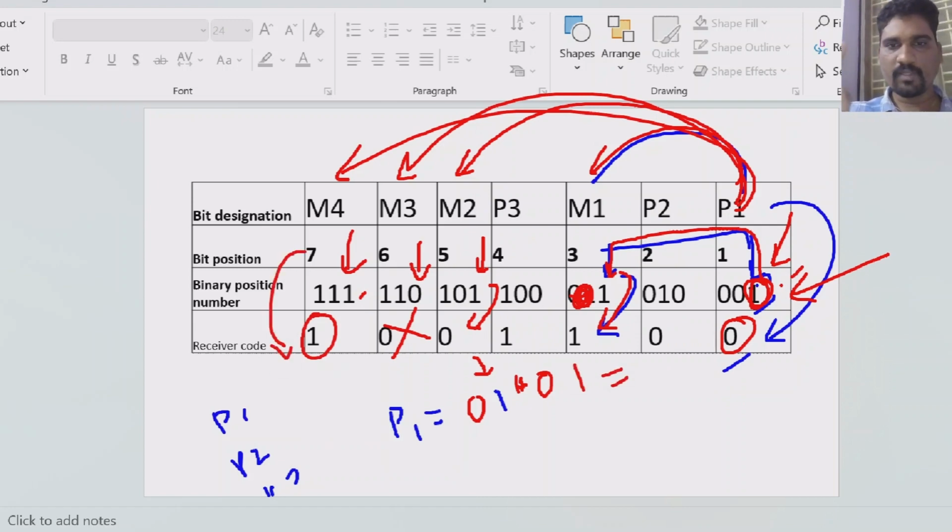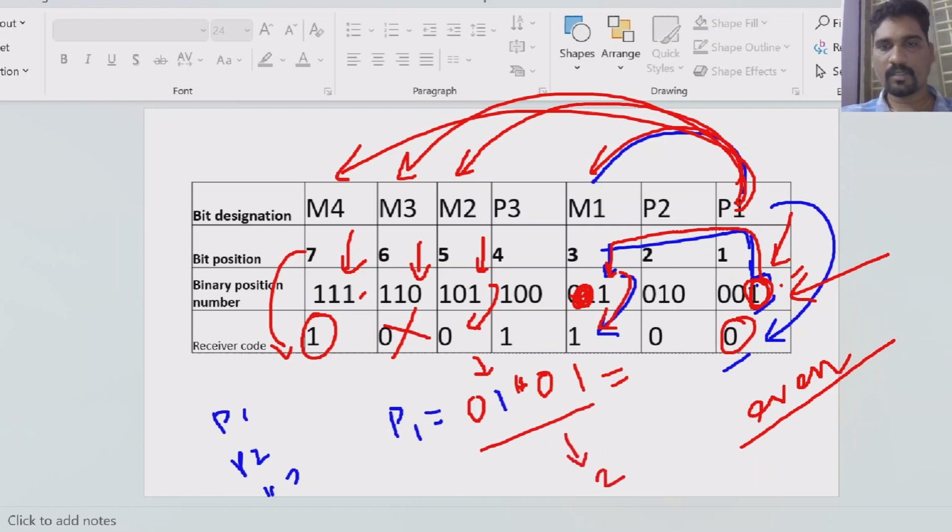Now as per the given question, which parity mechanism do we need to use? Even parity mechanism. What is the meaning of even parity? It means if you count, the total number of ones should be even. Just count the total number of ones here. How many ones are there? 2 ones. Is 2 an even number or odd number? Even number. So what should we place here, 0 or 1? 0.